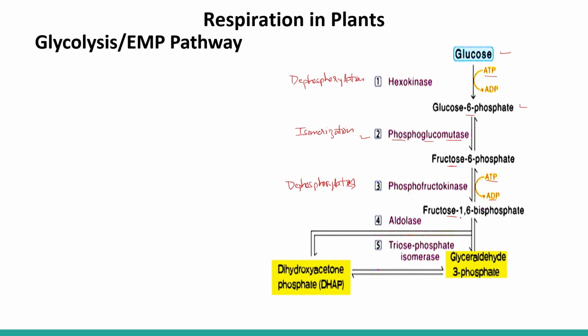Now what happens? Fructose 1,6-bisphosphate is broken down into dihydroxyacetone phosphate, which is a triose phosphate, and glyceraldehyde 3-phosphate. These are triose phosphates, meaning they contain 3 carbon atoms, that's why triose, and a phosphate group. This reaction is catalyzed by the enzyme aldolase, which is a cleavage enzyme. That's why this stage is known as the cleavage step. Aldolase is a kind of lyase enzyme. And what is the role of lyase enzyme? It catalyzes the cleavage of organic compounds.